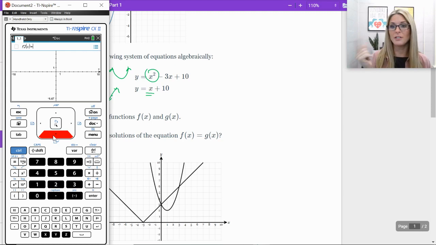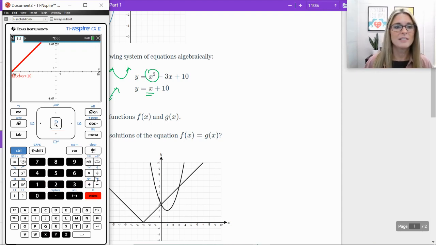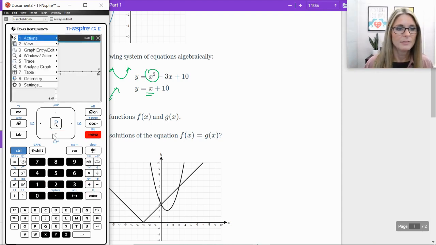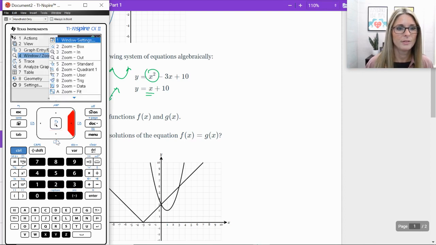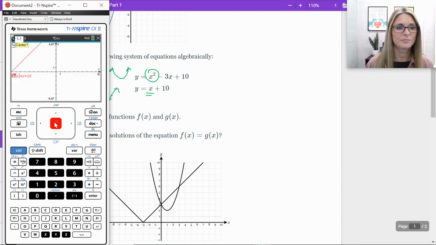If you hit enter and you graph it and you lost your function entry box, just hit tab. Hit that tab button and it'll bring it back up. So f2 is x plus 10. And enter, and where are my graphs? So let's zoom out. Let's see where we can find them. Window, zoom, let's zoom out.